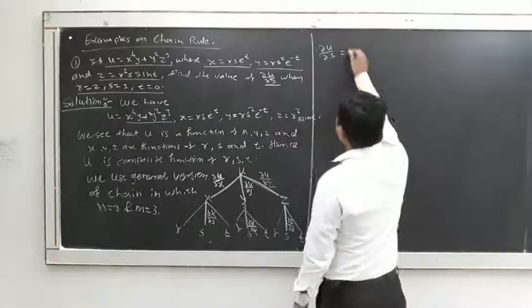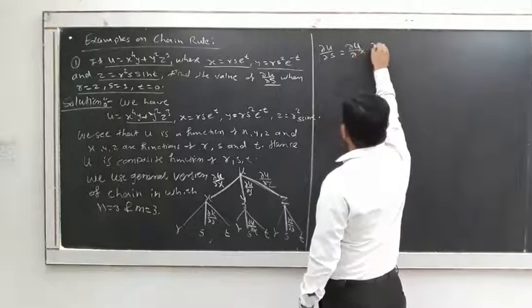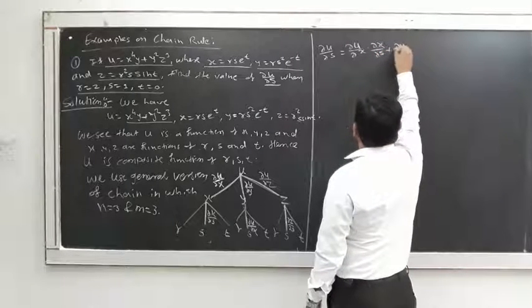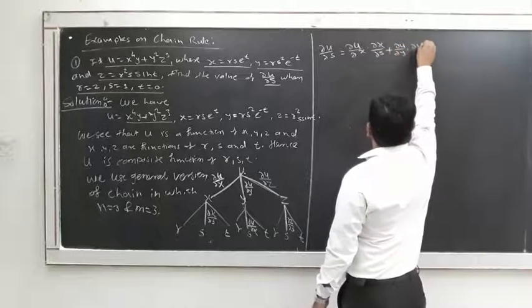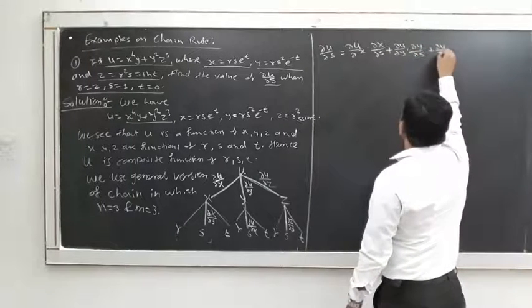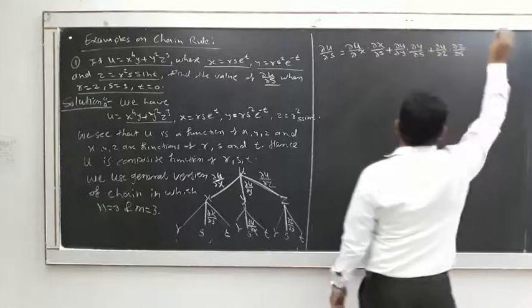So how we write this? Del u by del s equals del u by del x into del x by del s plus del u by del y into del y by del s plus del u by del z into del z by del s.